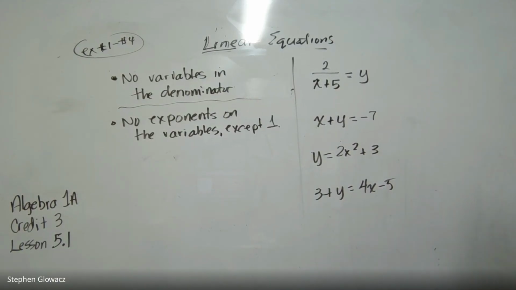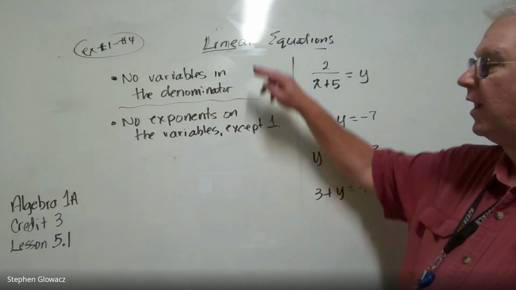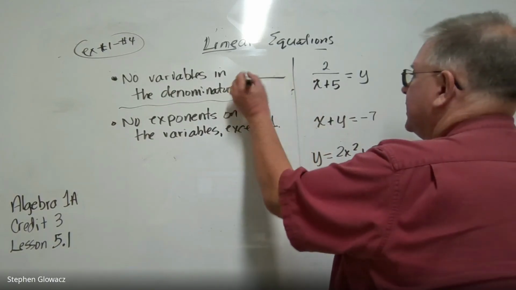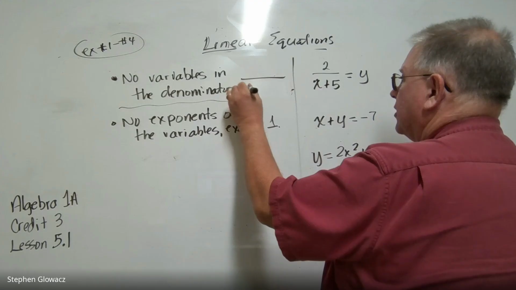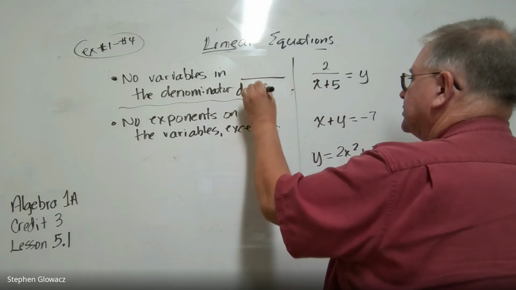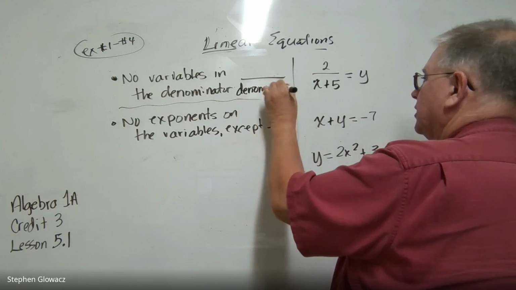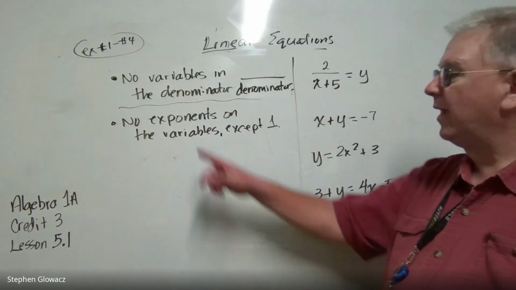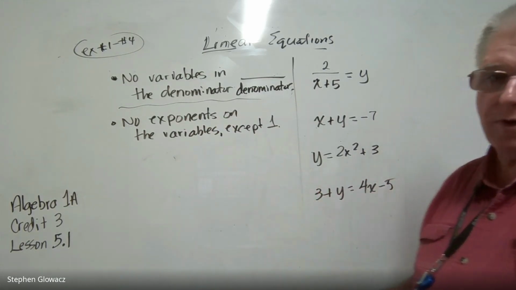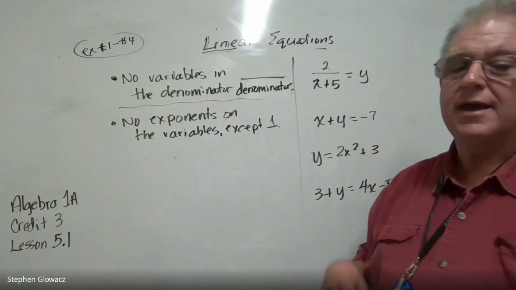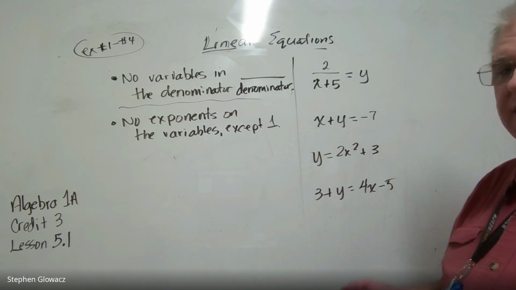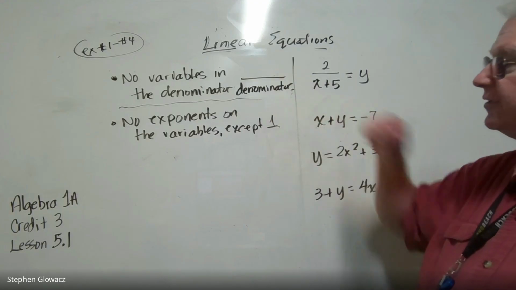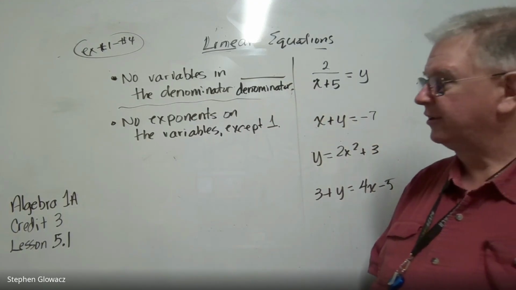All right, so there's two rules that we're going to be concerned with. Rule number one, no variables in the denominator. Remember, the denominator is the bottom part of a fraction. So we can have no variables in the denominator and no exponents on the variables except one. If we pass both of those tests, then we're going to say yes, the graph would be a line. In other words, it's a linear function. If it fails either test, then we're going to say no, it's not a linear function.